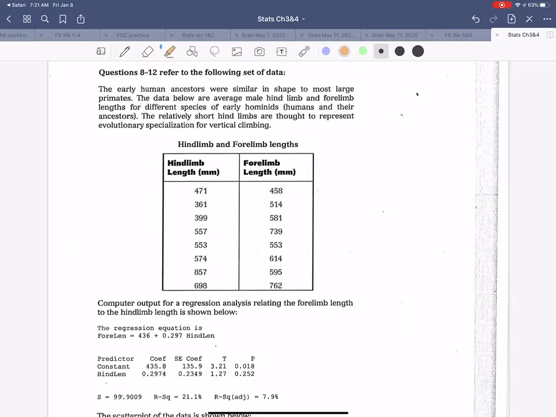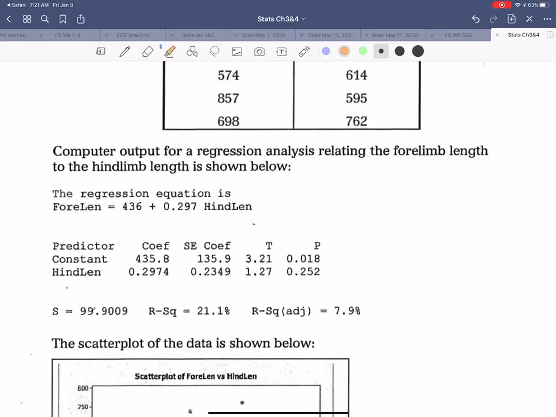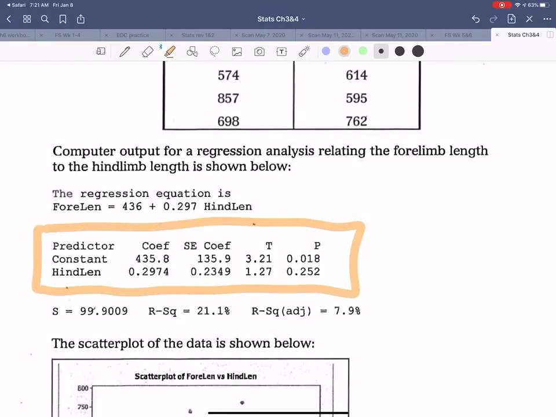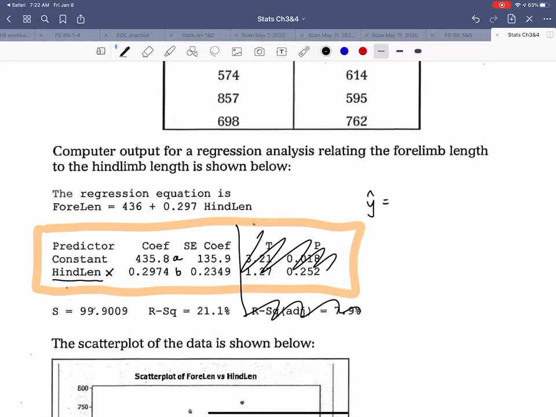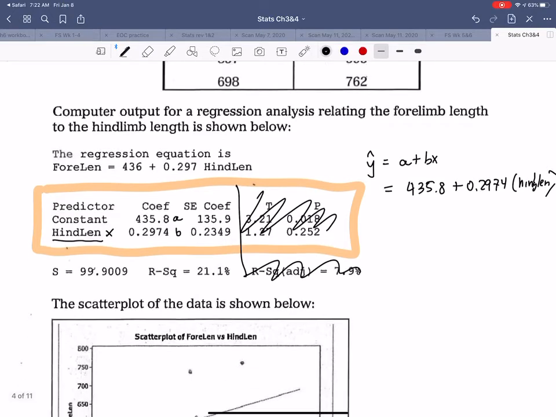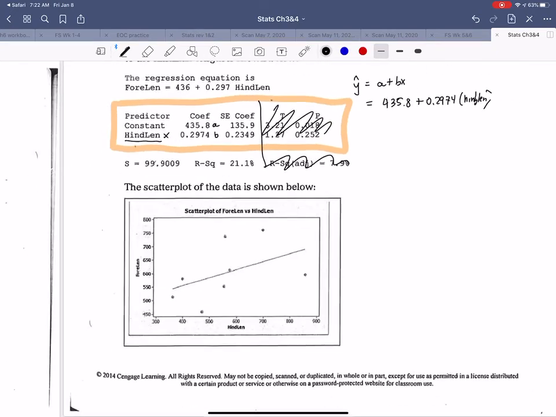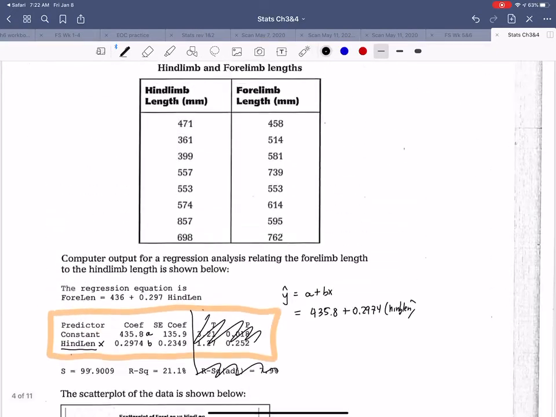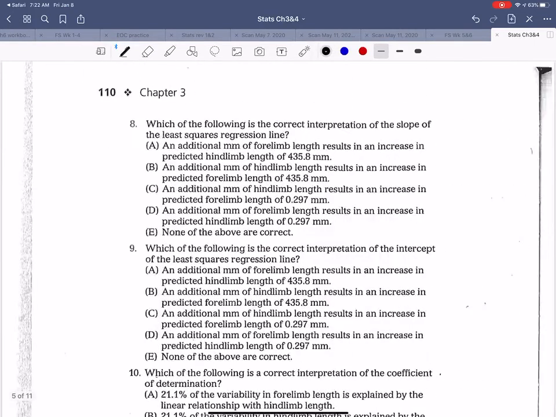All right, so we've got our computer output. Here it is, right? We've been told to ignore this side of the table for now. And we know that this is A and this is B and this is X, so y hat equals A plus BX. And A is this, and B is that. The scatter plot is shown below. So with this information, we're going to answer a handful of questions on the next page.